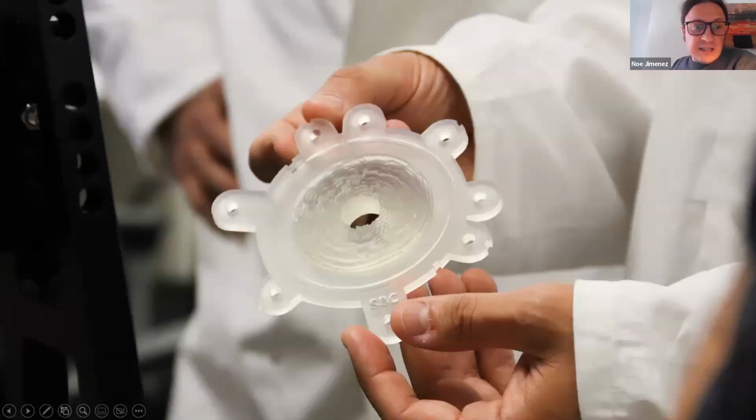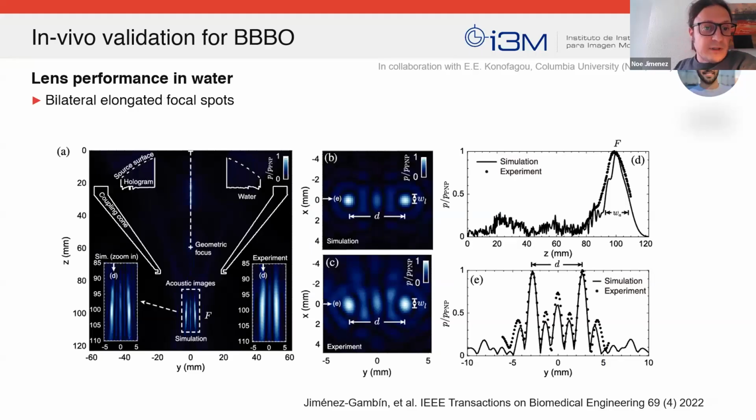And we first tested this hologram in water. So this is what we get in water. What we get in water is that we got these diffraction limited focal spots. They are very elongated in the axial direction. The source is in this position. This is just the coupling cone, and the target is in here.